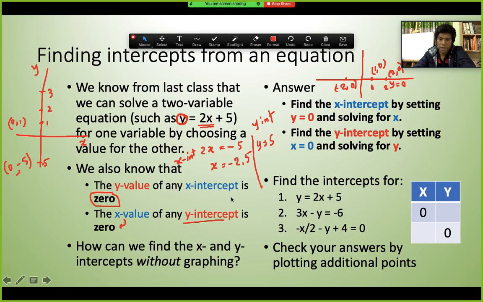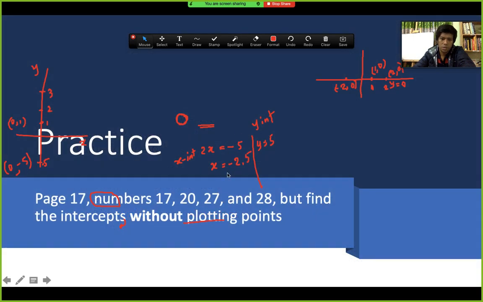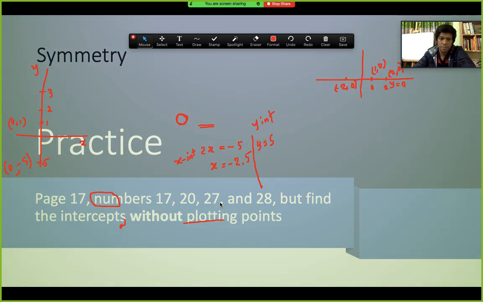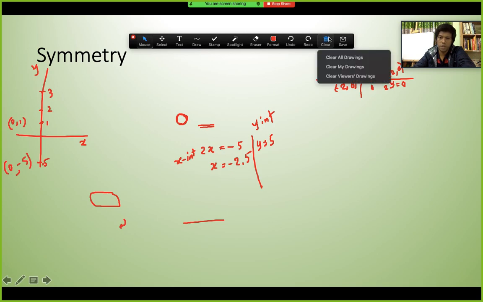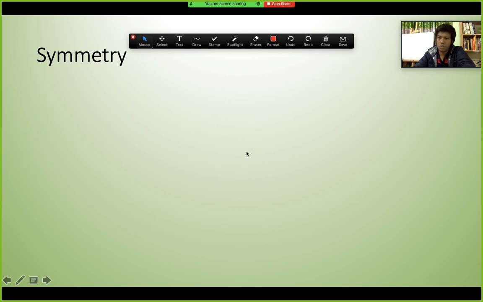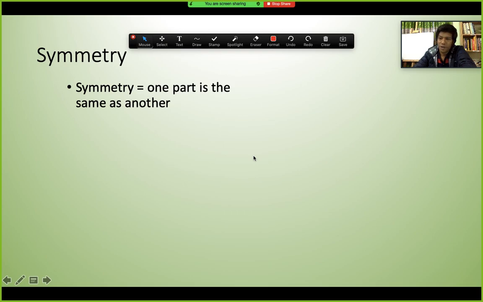And try to do this practice. This is also a practice problem. You can try to solve it, or we can do these maths during the class time. So both are possible. Now let's look at the symmetry.